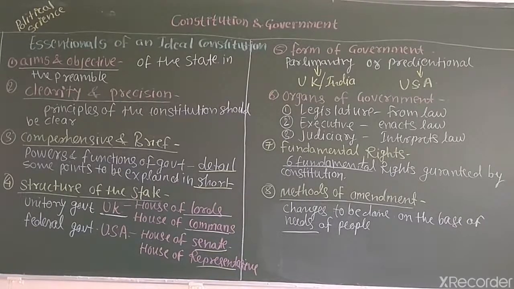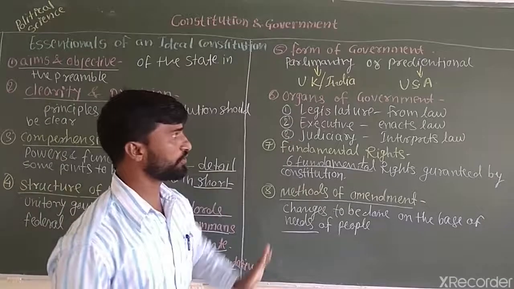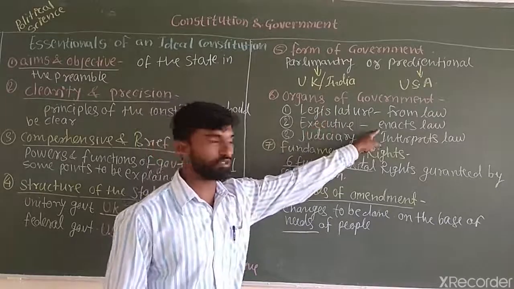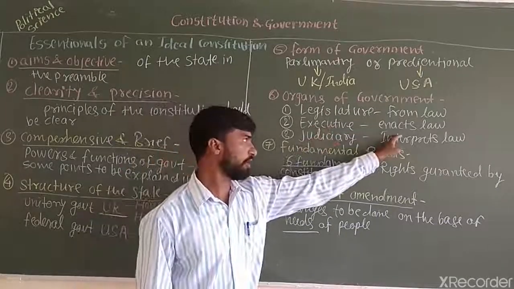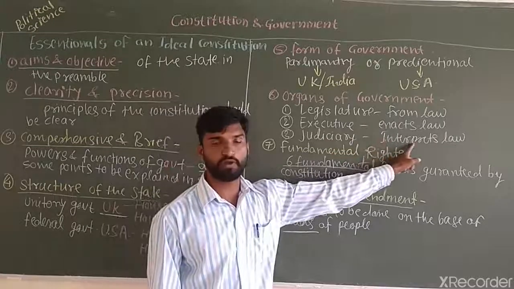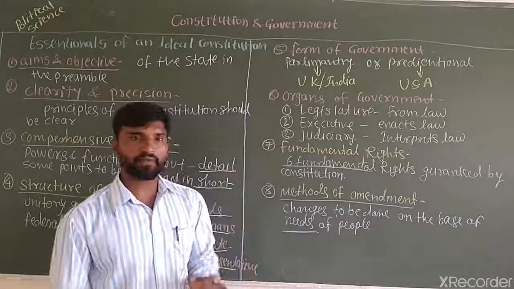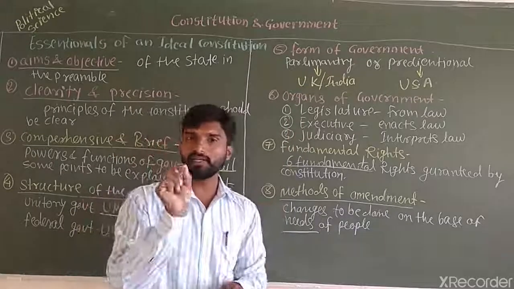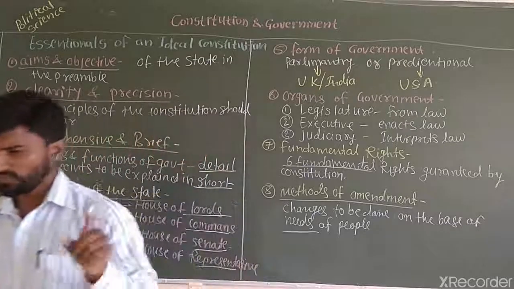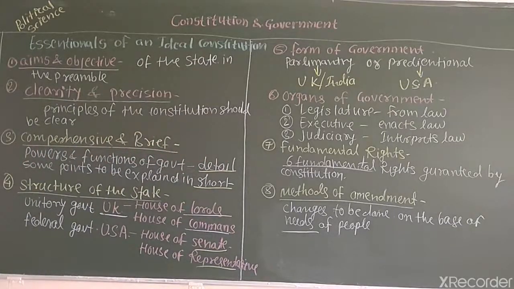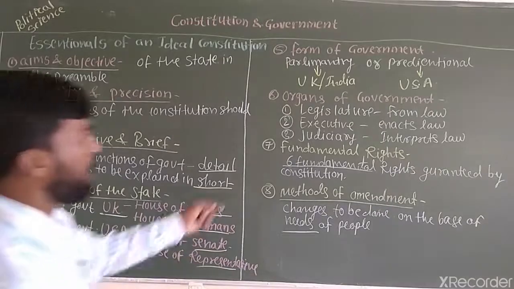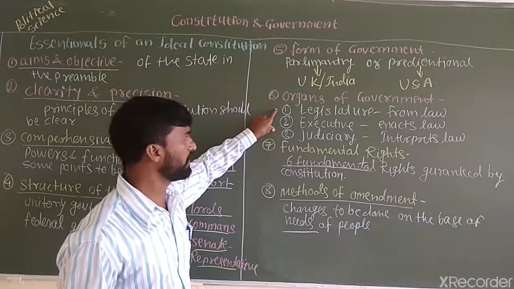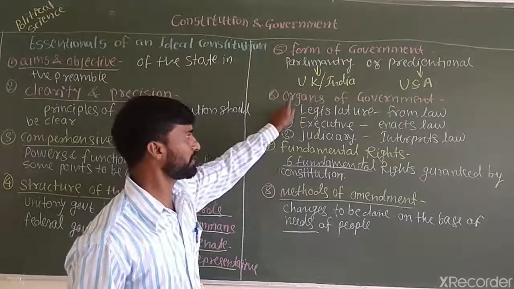Students, once again we will see the sixth point, organs of the government, which consist of three: legislature frames law, executive enacts law, and judiciary interprets law. So the powers and functions of the legislature, executive, and judiciary should be mentioned clearly in the constitution. That is a very important part of the ideal constitution. All organs should be made clear in detail and written in our constitution. So that is the sixth point.